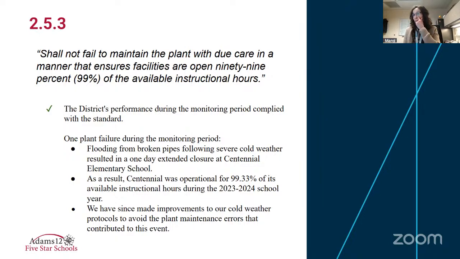So it was operational for less than what it should have been. But I believe they made it up somehow. I don't know those logistics. But since then, we put in protocols to avoid that, and those were used this fiscal year, and it was very successful, and we didn't have the same issues. So we just wanted to report on that piece, and that is also in the full monitoring report. Any questions about that?